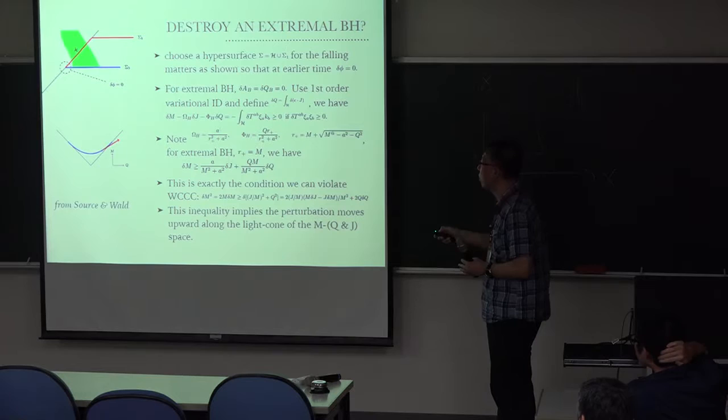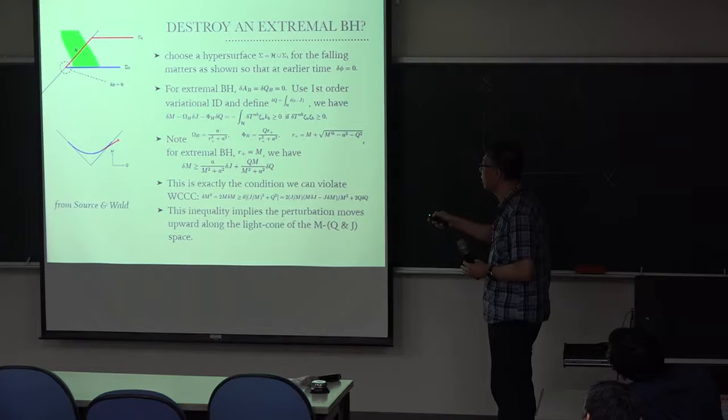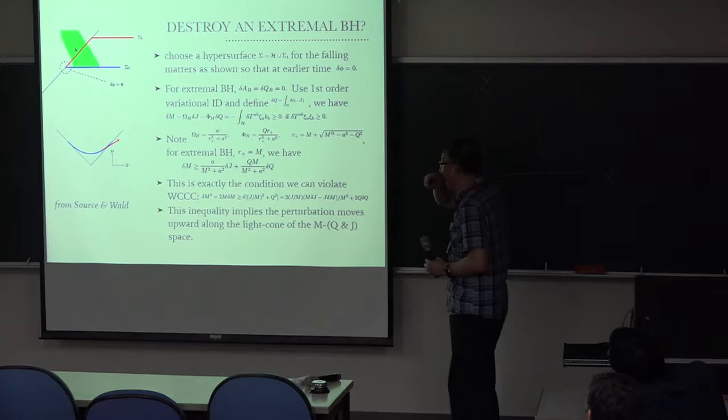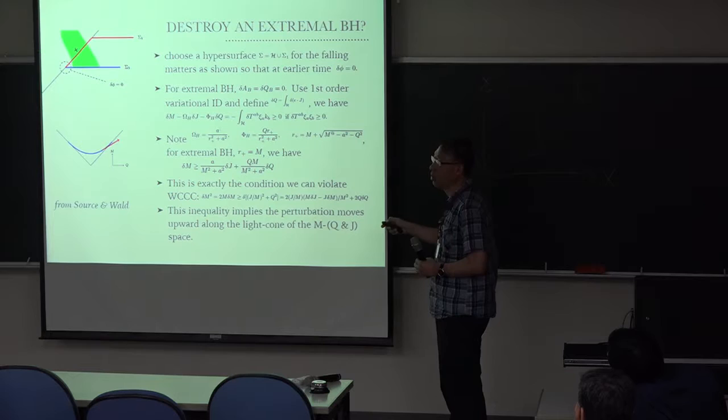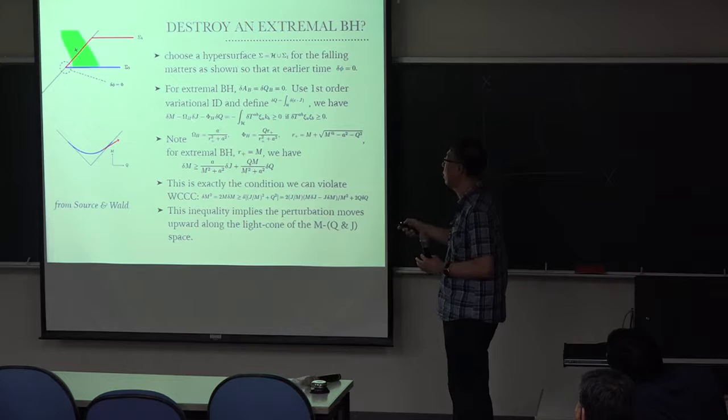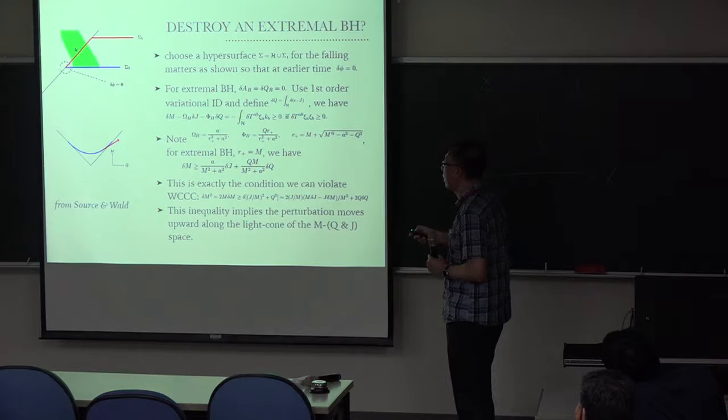In some sense, for example, the matter starts from this Cauchy surface and passes through the horizon only in this finite time. In particular, at early time, we assume that there is no matter going into the black hole, so there is no fluctuation. In some sense, you don't have fluctuation of your configuration. Then we can choose a particular Cauchy surface. We choose this very nice hypersurface.